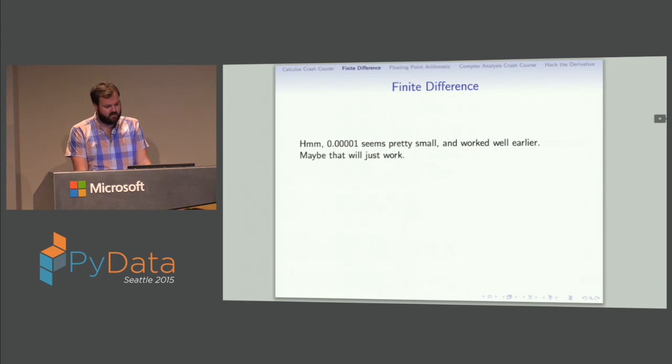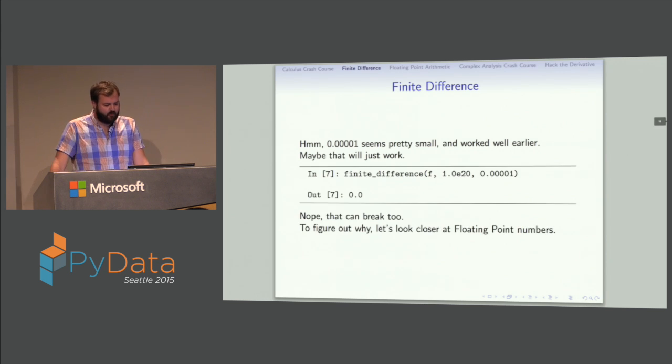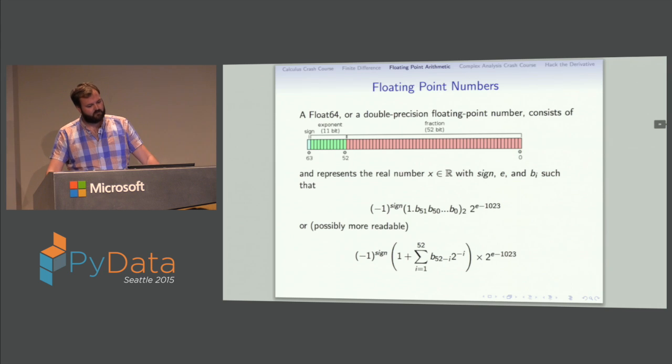So, well, the one with the 4 zeros in front of it seemed to work pretty well. Maybe it'll just work. But sure enough, that will break too. So if we try and take the derivative at some very large number and use that, we're going to get 0 too, and that's not the right answer. So in order to figure out what's going on here and how that's failing, we're going to take a closer look at the floating point numbers.